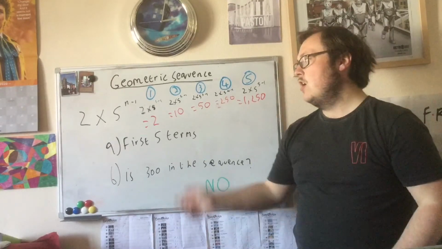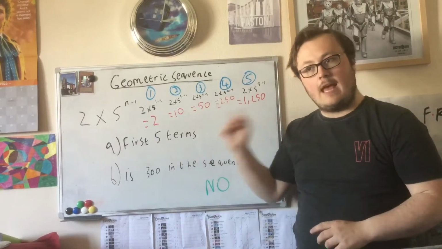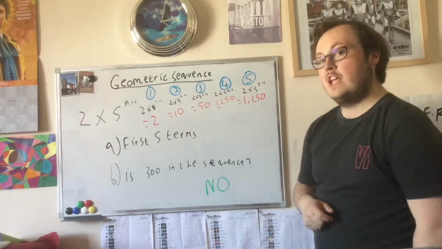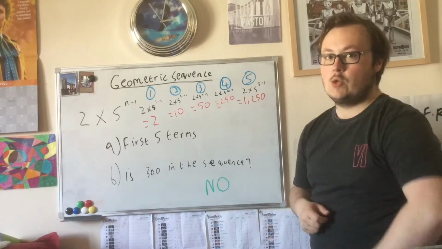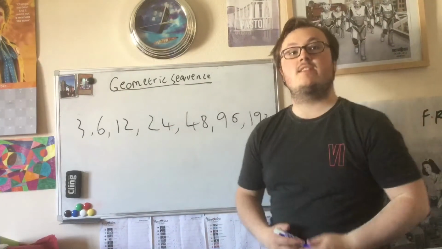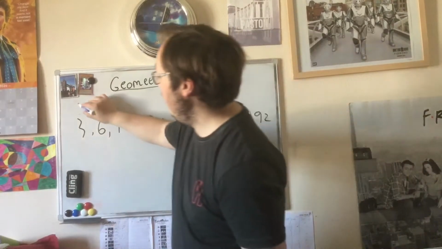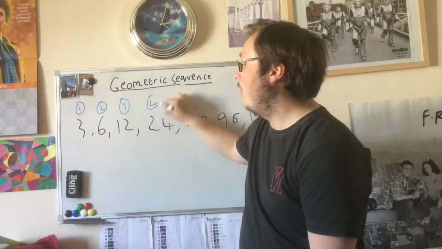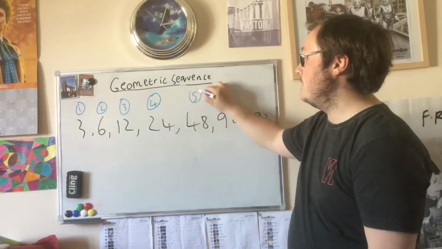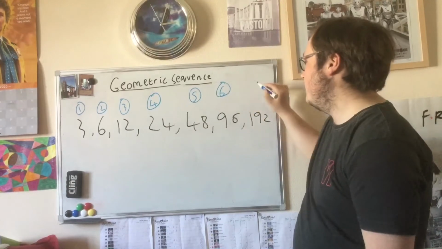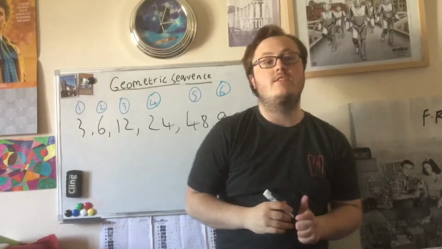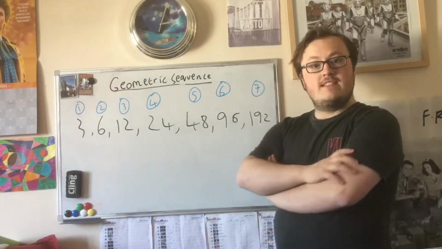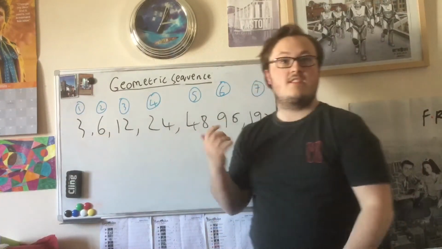Now yesterday we were creating sequences using the nth term. Today we're going to be creating the nth term using the sequences. Let's get into it. Now I've got a geometric sequence here. This is term 1, which is 3, term 2 is 6, term 3 is 12, term 4 is 24, term 5 is 48, term 6 is 96, term 7 is 192, and it will go on from there, forever and ever. But we can find the nth term of this sequence from just this.